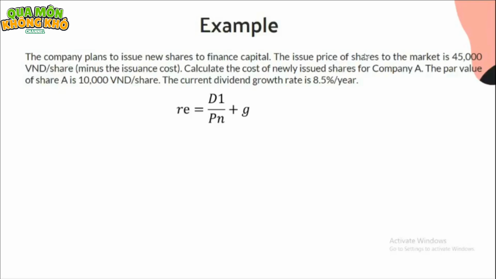What do you call this approach? This formula? The equity capital. Equity capital, cổ phiếu thường. I wonder, what do we call this formula? This is the Gordon formula.